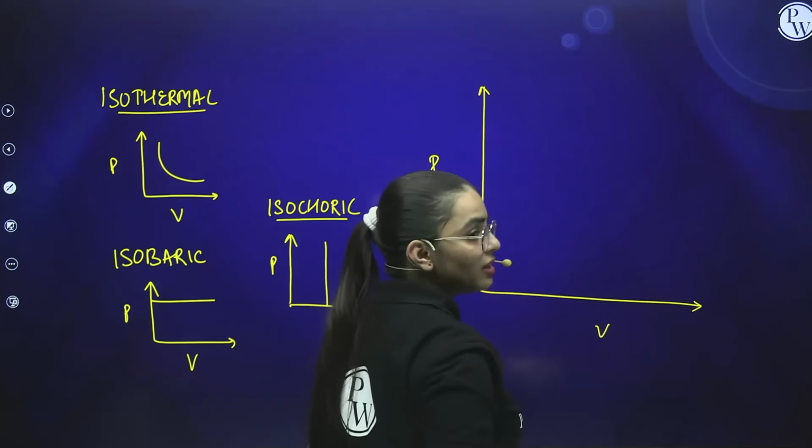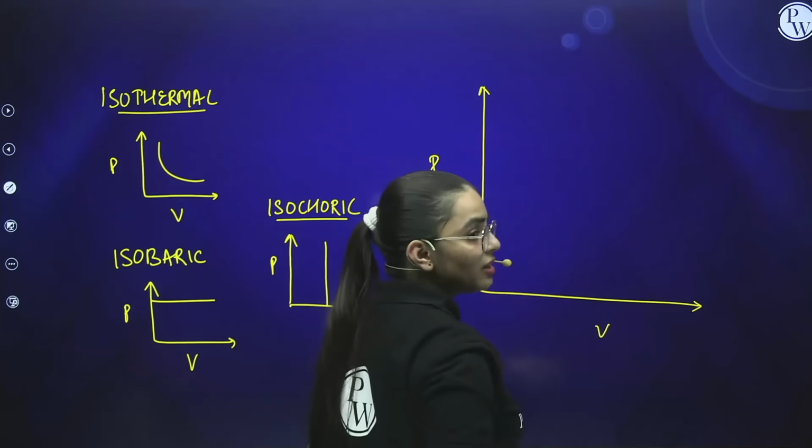Here Cp will be equal to Q by n delta T. Now if I talk about the relationship between capital Cp, capital Cv and the small cp, small cv, capital Cp is the multiplication of M into small cp. That means this capital Cp is the molar heat capacity at constant pressure, and this small cp is the specific heat capacity at constant pressure.